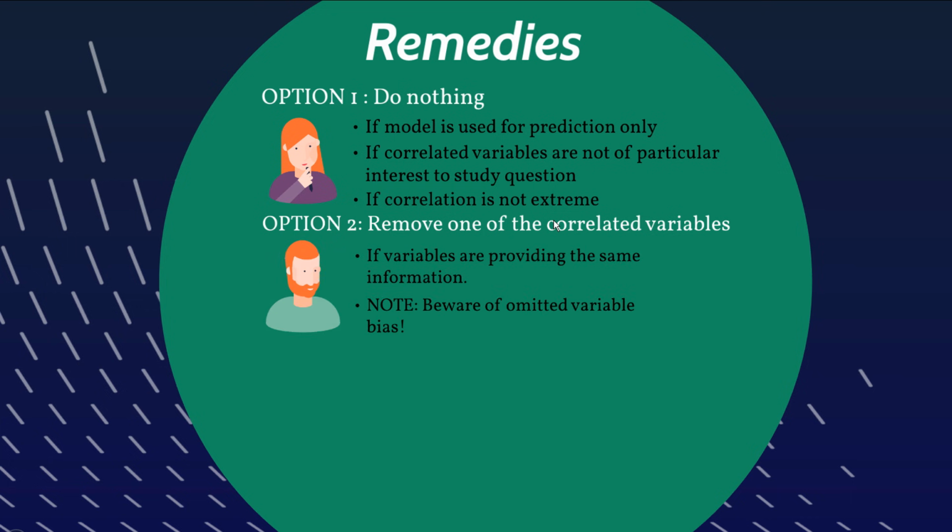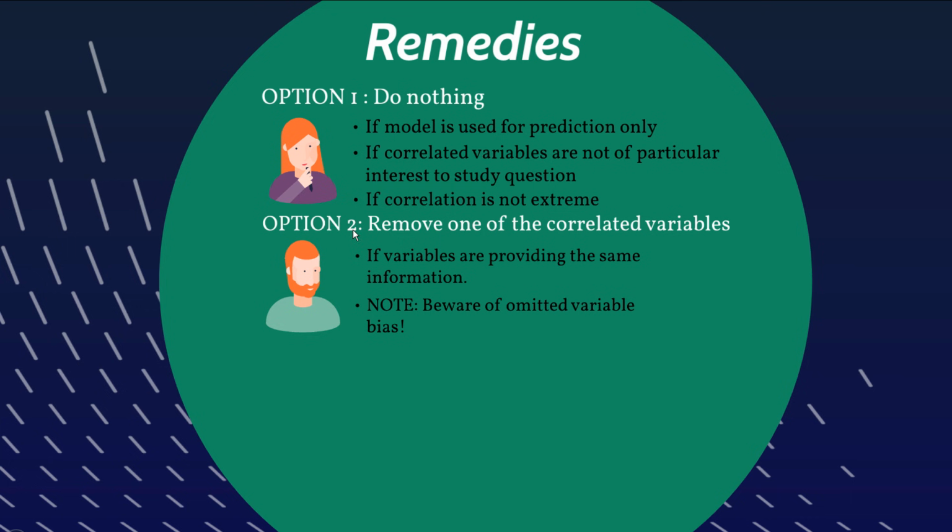So option 2 is to remove one of the correlated variables. So here you'd assess the actual variables and figure out whether they're providing the same information. Now, arguably, age and years of experience are providing subtly different pieces of information, right? But certainly there are some instances where two variables are giving you the same information, just in slightly different ways. And in those cases, you would want to remove one of those variables.